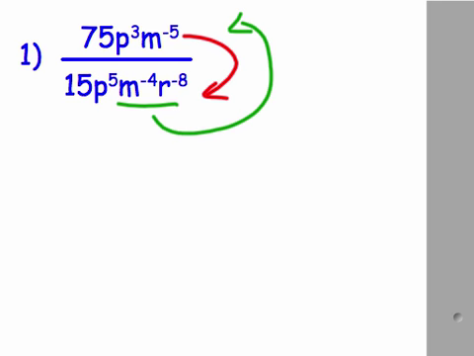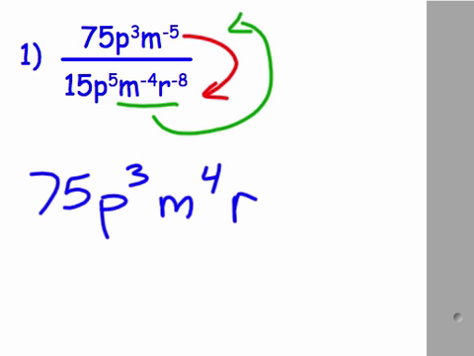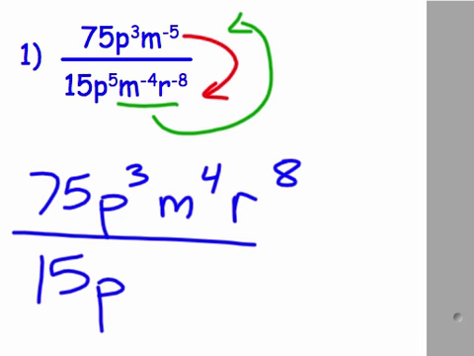And I'll rewrite this. So I have 75, p to the 3rd stays there. The m to the negative 5th dropped, but I have m to the negative 4 and r to the negative 8th that came up and they became positive. Okay. And down low, 15 stayed the same, p to the 5th stays, and the two negatives left, but my m to the negative 5th came down low to become m to the positive 5th, right?